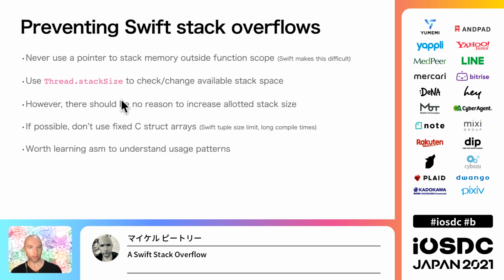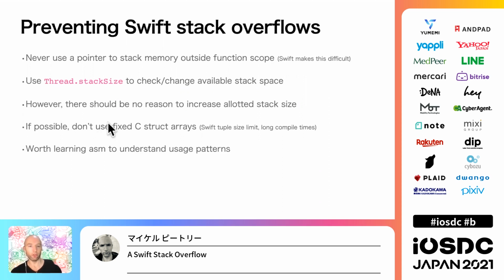Finally, some other tips. Never use a pointer to stack memory outside of the function scope. So hopefully it's obvious why that is now. Swift makes that difficult, of course. Now we can use Thread.stackSize to check the available stack space. However, there should be no reason to increase the allotted stack size. If you have to, then there's probably something you're doing wrong. There's probably a better way to do it.